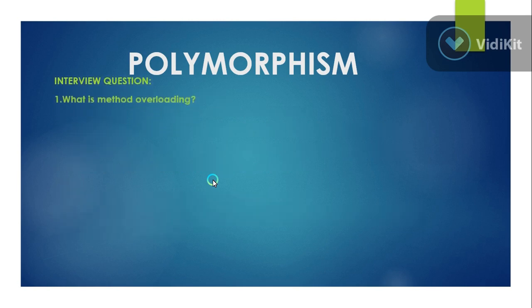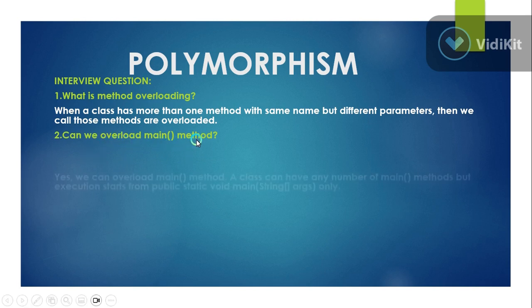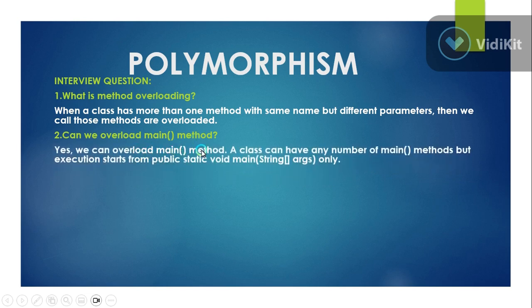And finally, interview questions. What is method overloading? When a class has more than one method with the same name but different parameters, then we call those methods overloaded. Can we overload the main method? Yes, we can overload the main method. The class can have any number of main methods, but execution starts from the public static void main string arguments only.